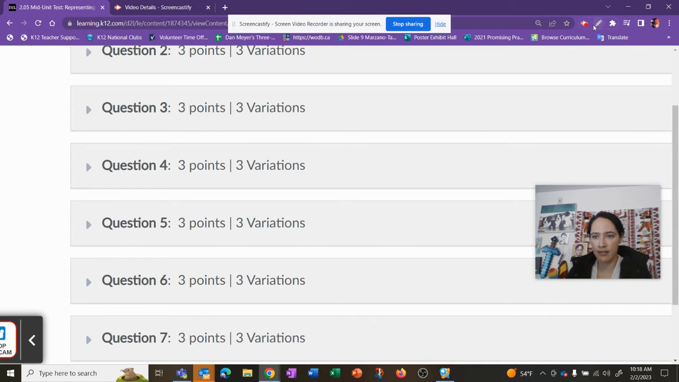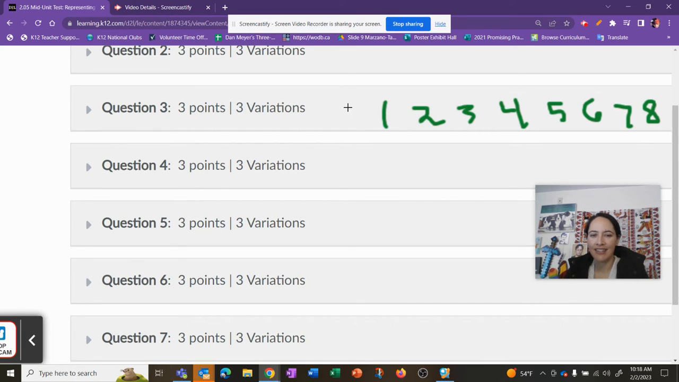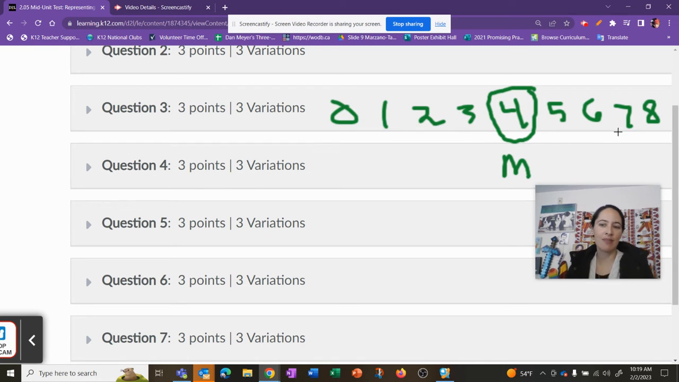If you had an odd data set, just real quick. 1, 2, 3, 4, 5. I need more numbers. 6, 7, 8, and 0. 1, 2, 3, 4. This is our median. We don't have to do anything. It's smack in the middle. See, 0, 1, 2, 3 is on the left. 5, 6, 7, 8 is on the right. It splits it in half.